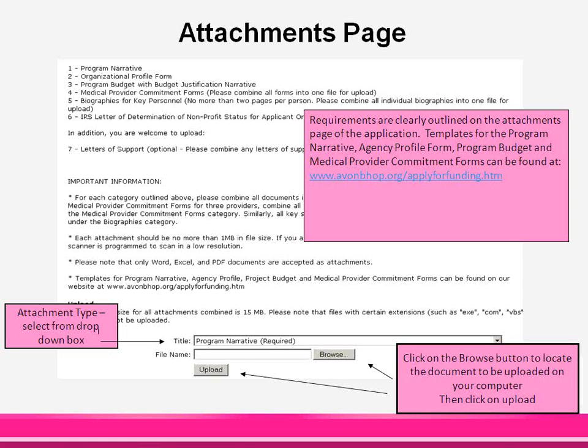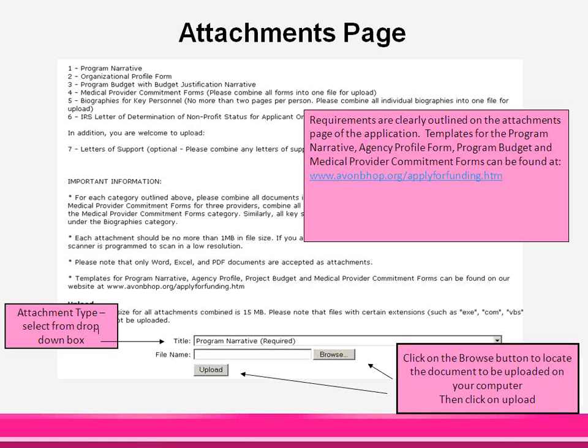To attach a file, scroll to the Upload section of the Attachments page. In the title field, click on the drop-down arrow and select the type of attachment you are uploading. The types of attachments in the drop-down box correspond with the 7 upload categories outlined on the top of the page. Once you select the attachment type, click on the Browse button and locate the document to be uploaded on your computer. Then click the Upload button to attach it.